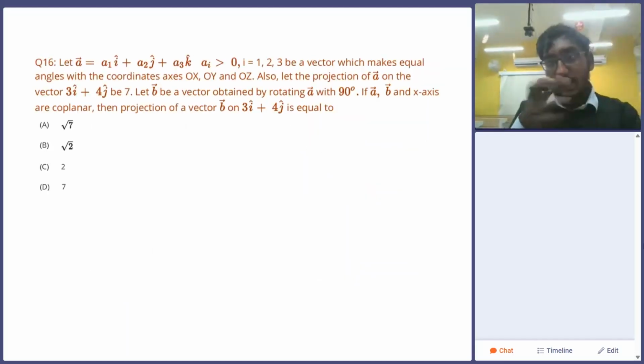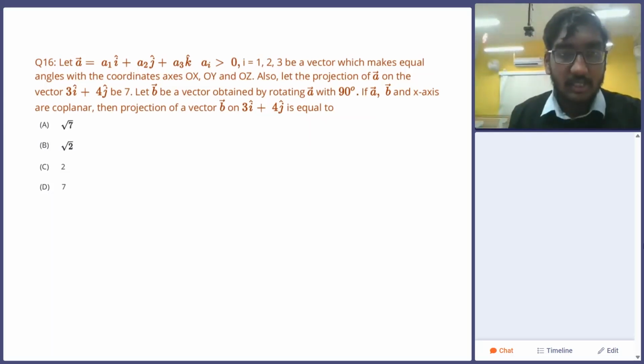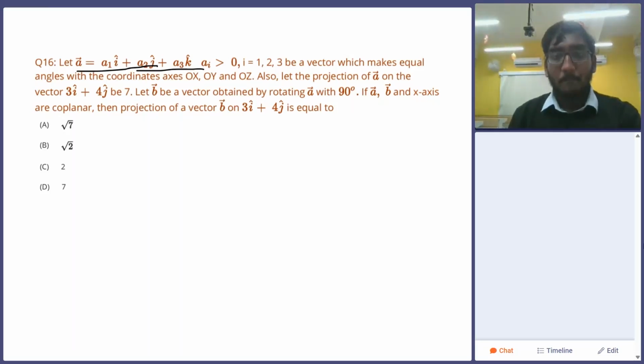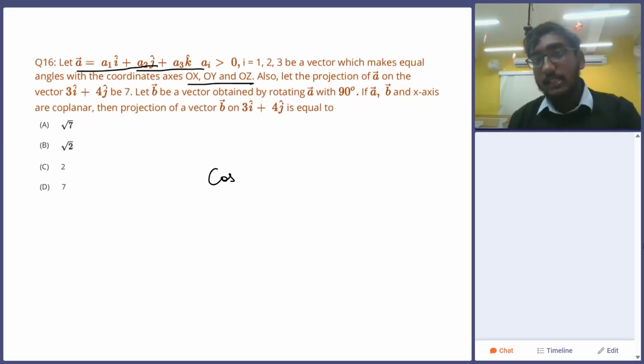The 16th question happens to be pretty tricky, okay, because it's from vectors and 3D. I have been given one vector A equal to 1 2 3, a vector that makes equal angles with the coordinate axes Ox, Oy, and Oz. You just underline this. That means alpha, beta, gamma are equal, or the direction cosines are equal.